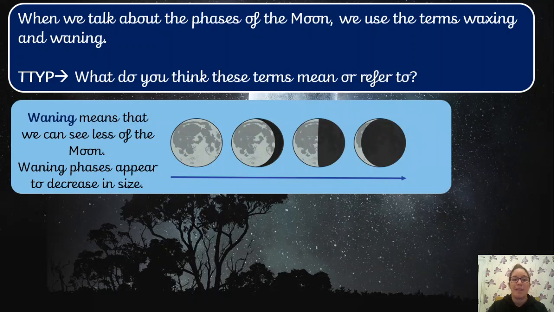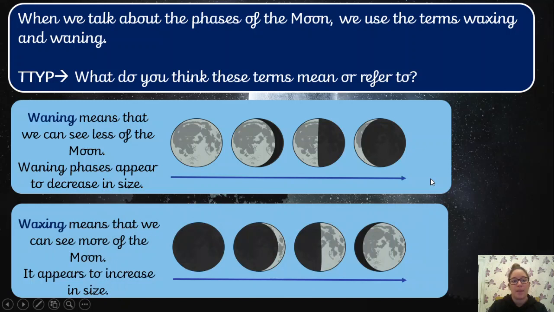Okay, so waning means that we can see less of the moon. The waning phases appear to decrease in size, so the amount of moon that we can see decreases. Then waxing means that we can see more of the moon. It appears to increase in size. So it starts off with the new moon, and then we can see less and less of the darkness, so we can see more light of the moon.